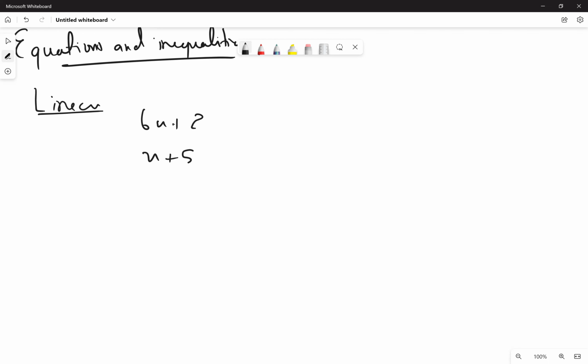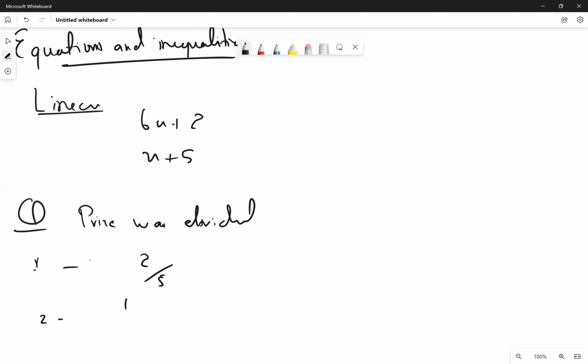Let's look at an example question. So this question says that a prize was divided amongst 3 people. The first one, person number 1, received 2/5 of the prize. Person number 2 received 1/3, and the third person received the remaining amount, which was $120, right?